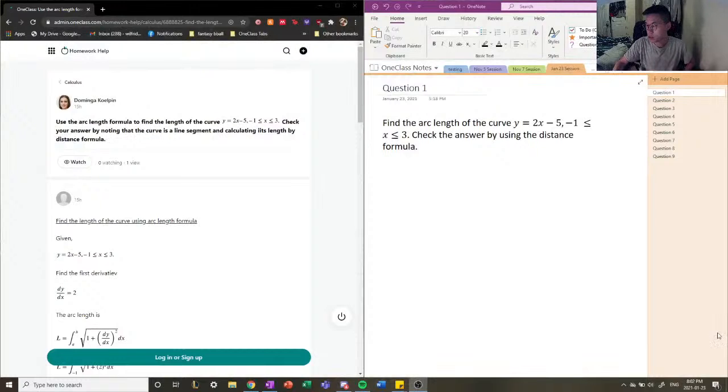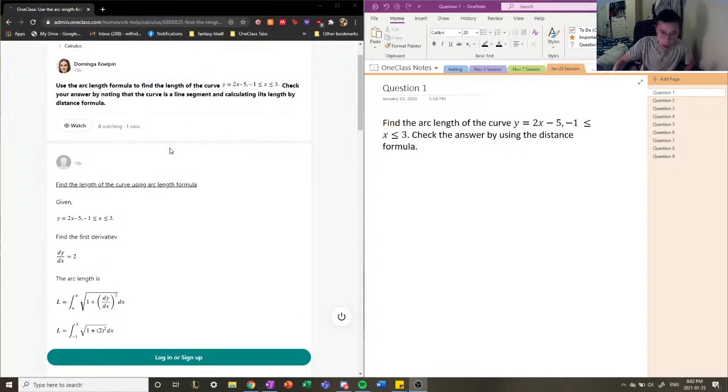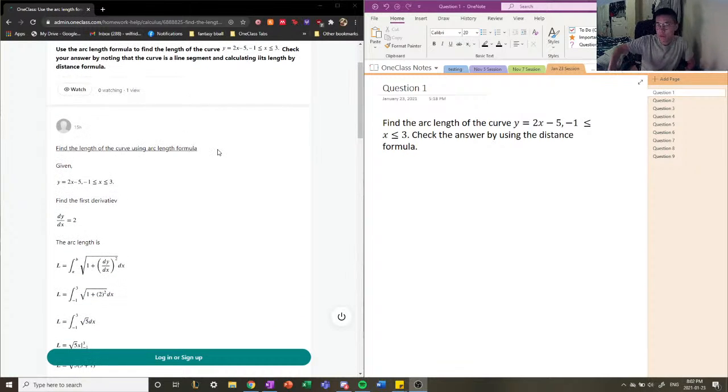Okay, so the first question reads, using the arc length formula, find the length of the curve y equals 2x minus 5 in the interval of -1 to 3. And then check your answer by noting that the curve is a line segment and calculating its length by distance formula. So the first thing is that we have our function here, which is y equals 2x minus 5.